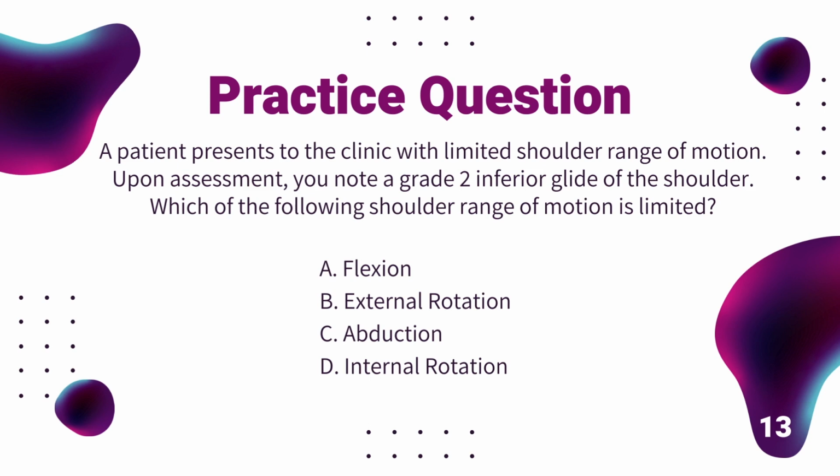So with what motion do you need an inferior glide? Well, with flexion, that's roll anterior, slide posterior. So that is not right. B, external rotation, that's roll posterior, slide anterior. No. Abduction is roll superior, slide inferior. Yes, so C looks like the best answer. D is roll anterior, slide posterior. So D is not right. So C is the best answer, abduction, because the convex humerus rolls superiorly and glides inferiorly on the glenoid.